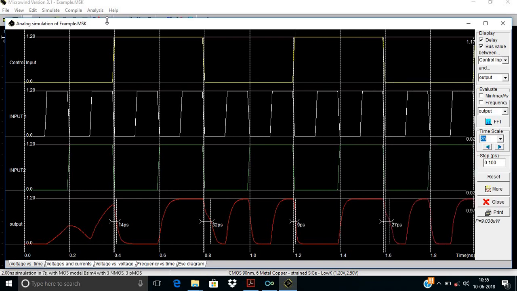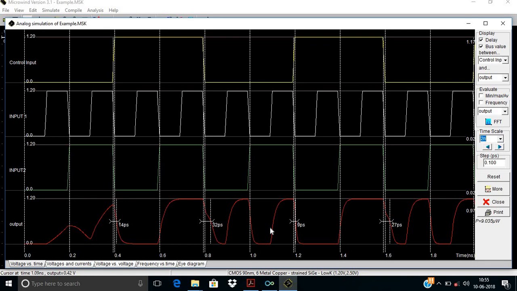Now this is the control input, meaning select line. When select line is 0, it follows input 1; when select line is 1, it will follow the input 2. Input 2 is 0 and 1. When select line is 0, it will follow the input 1. In this way you can verify the functionality of 2:1 multiplexer using the transmission gate.